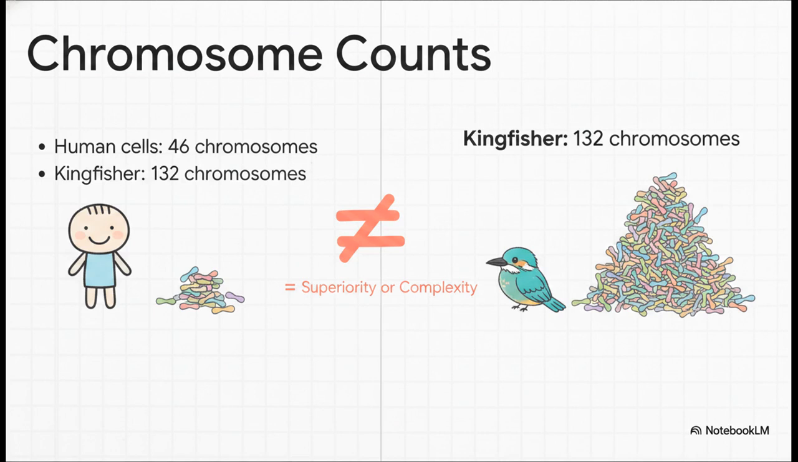Now get this. This is a genuinely surprising fact. Chromosome number tells you absolutely nothing about the complexity of an organism. Every single organism has a fixed number, sure, but the correlation stops right there.